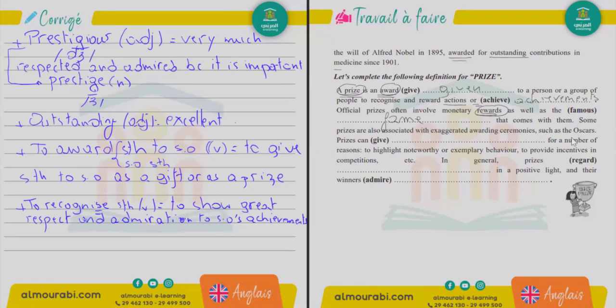Ruslan, would you continue? Prizes can be given for a number of reasons. Very good. We passivize our sentence. They don't give, but they are given, so can be given. Very good. For a number of reasons. Tell me, Ruslan, about these reasons. To highlight noteworthy or exemplary behavior, to provide incentives in competition, etc.